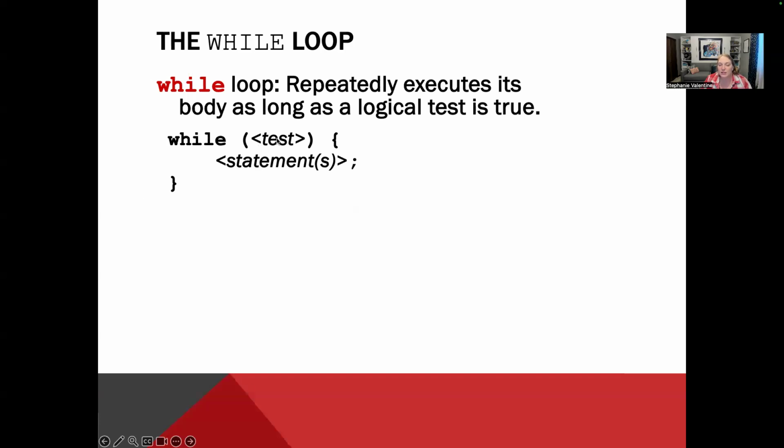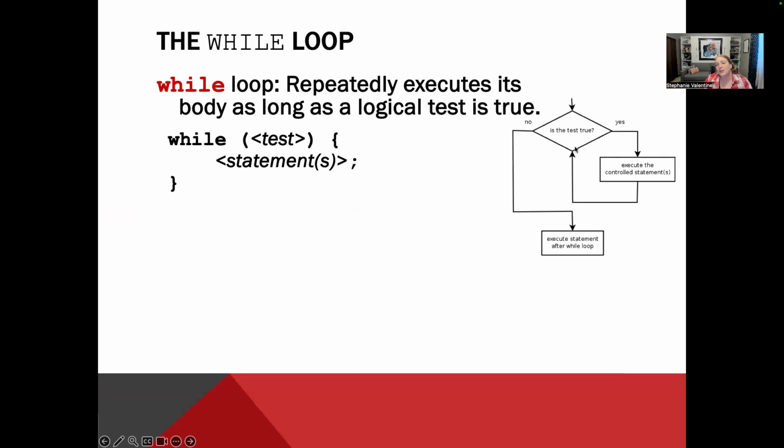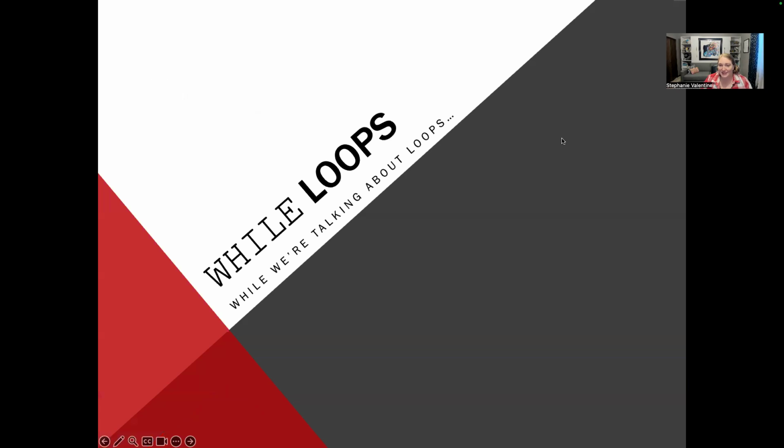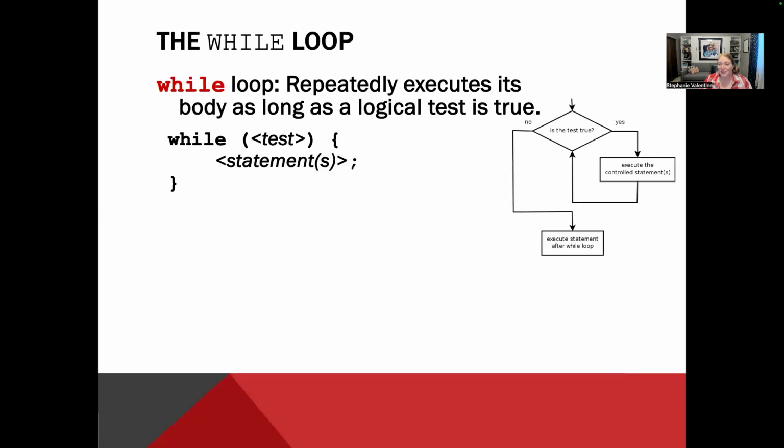Once that statement is false, then it will no longer execute the statements and it will move to whatever code is beyond this curly bracket. So if you were to think of a flow chart of how it works, we go in, is the test true? If yes, we're going to execute the statements and go back and check the test again. And if it's true, we're going to execute the statements. If it's not true, we're just going to move to after the while loop and start executing down there.